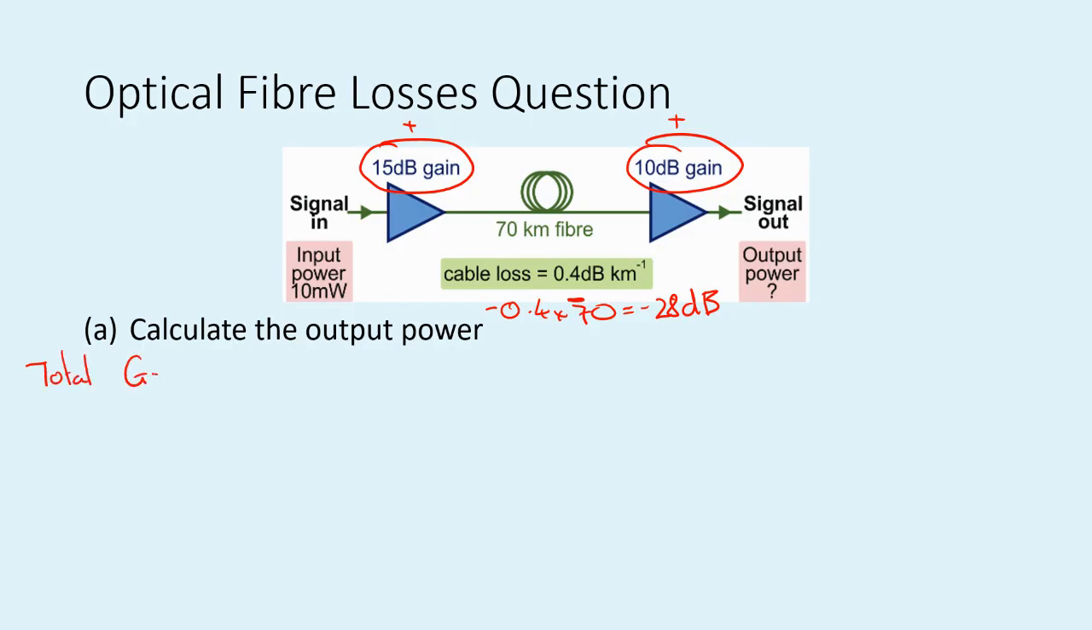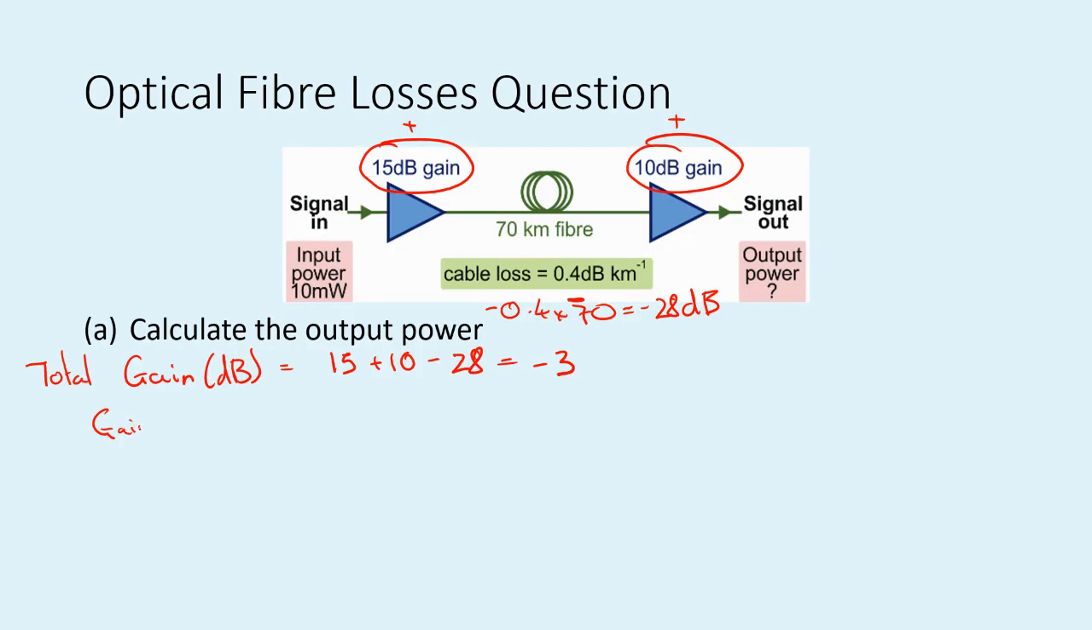So the total gain, where the gain is measured in decibels, obviously not normal units, will be our 15 plus 10 minus 28. So that's minus 3. It's minus 3. And we can now put that into our equation.